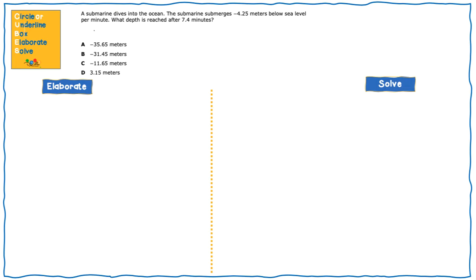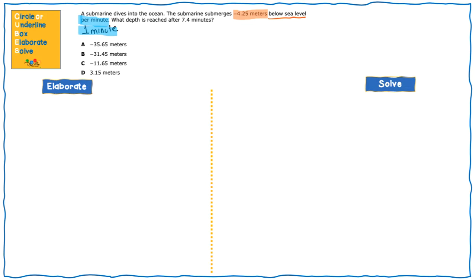So on the first sentence, we have a submarine dives into the ocean. I don't see any number yet. Then I go to the second sentence. The submarine submerges negative 4.25 meters, that is below sea level. And that happens per minute. Now, can you help me and tell me what number per minute means? And you are right. Per minute means in 1 minute.